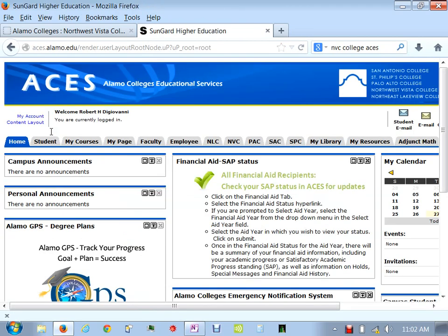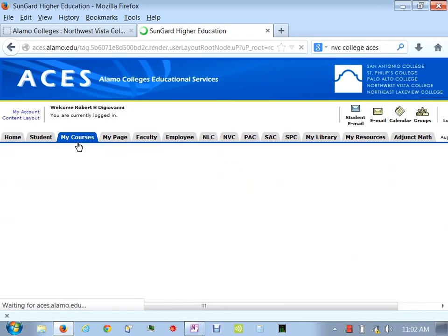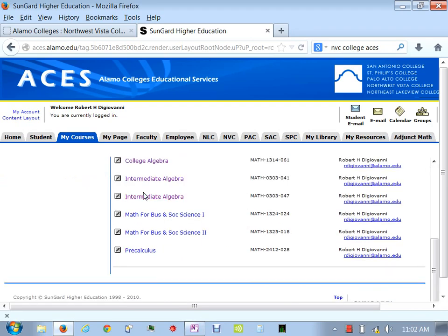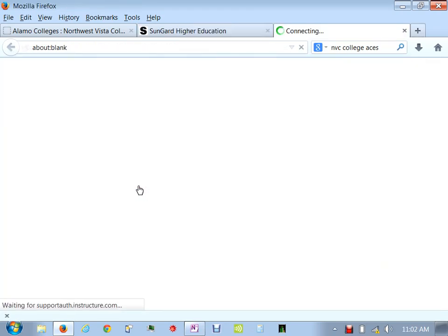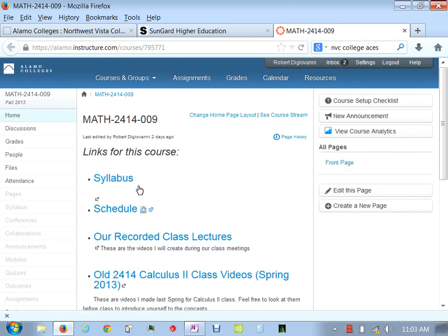Okay, has everyone seen this before? Yes? Where do you go from here if you want to get to your class? My courses. And then make sure you're in the right semester. Cal 2. So I believe this became available to you back on like the 21st or something like that. I think that's when I first opened this up for everyone.